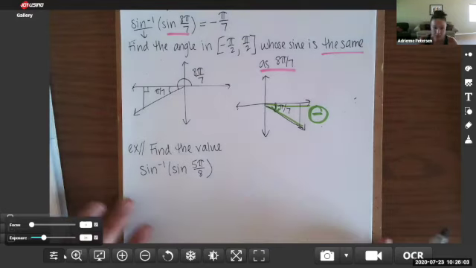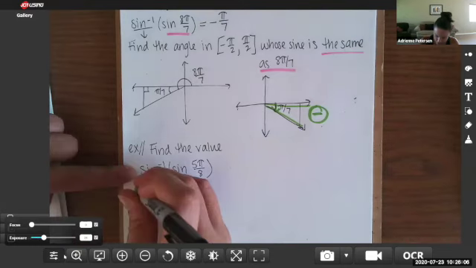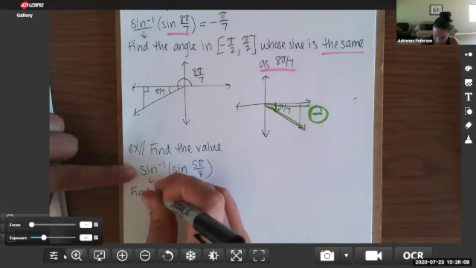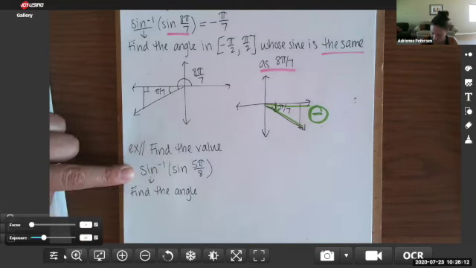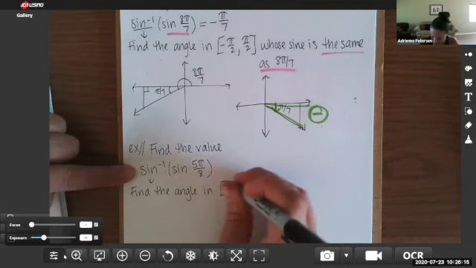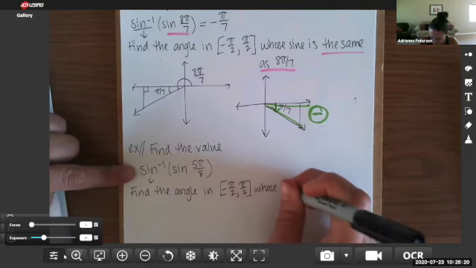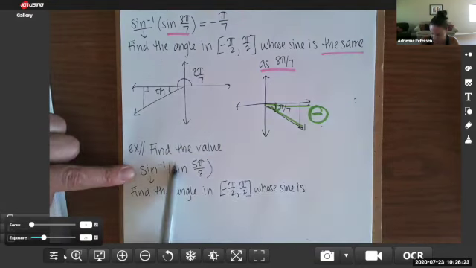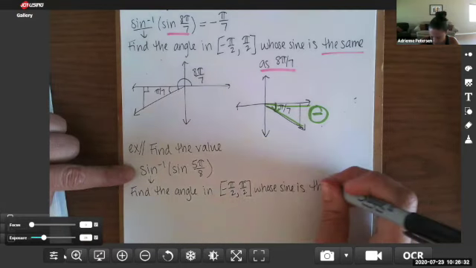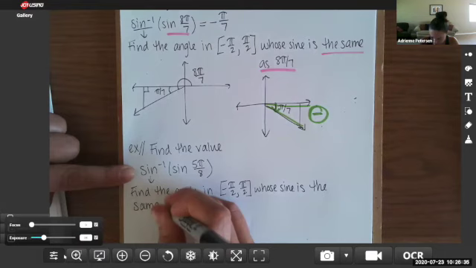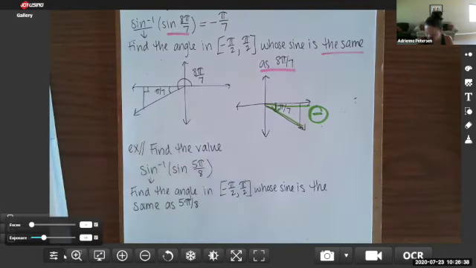Anytime we see inverse sine, inverse cosine, inverse tangent, we should think we need to find the angle. And the angle has to be in our restriction, which for sine was negative pi over 2 to positive pi over 2, whose sine is whatever's in here. Now, even though we don't know this value, all we're going to do is find the angle whose sine is the same as 5 pi over 8, right? Usually we'd find the angle whose sine is what's in here, and what's in here is, we're just going to say the same as 5 pi over 8.